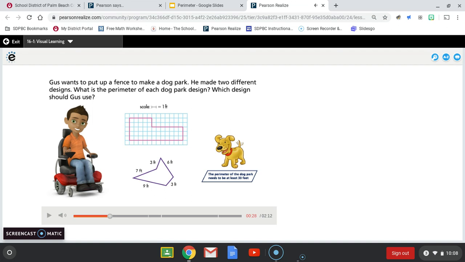Okay, so we're trying to figure out which one he should use to make the fence. If you notice right here, it says that the perimeter of the dog park needs to be at least 30 feet. So we need to make sure that whichever design we choose, this one right here or this one right here, has to be at least 30 feet. It can't be smaller, it needs to be 30 feet or bigger.